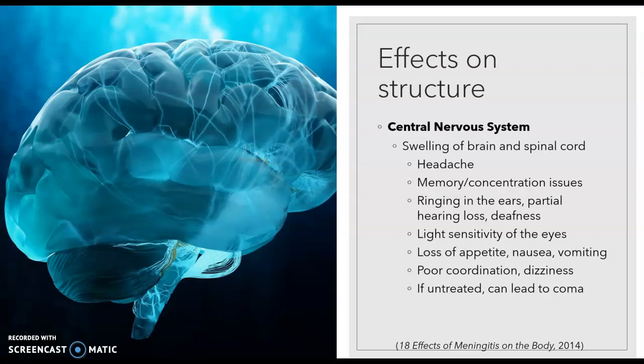Looking at the effects on structure, in the central nervous system, you'll typically see swelling of the brain and spinal cord, which will cause headache, memory and concentration issues, ringing in the ears, light sensitivity, loss of appetite, nausea, vomiting, poor coordination, and if left untreated, it can lead to a coma.